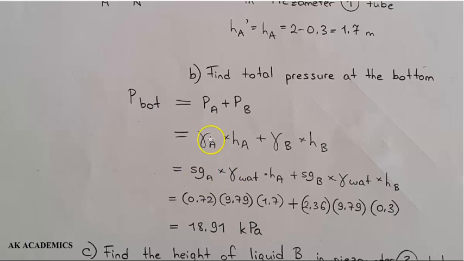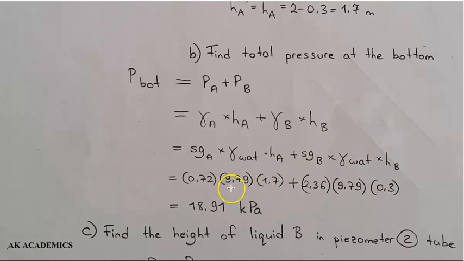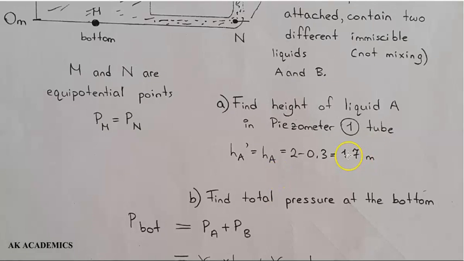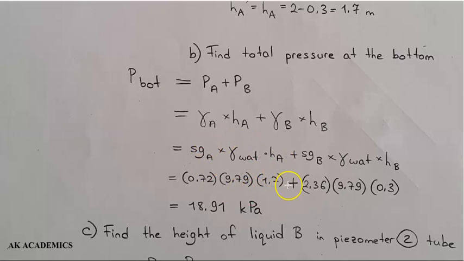So this specific weight of A alone can be replaced with specific gravity of A multiplied by specific weight of water, then multiplied by this HA that we do have here. We do the same thing for B. It will be equal to specific gravity of B multiplied by the specific weight of water multiplied by height B. From our calculations, we do know that specific gravity of A is 0.72. We know that. Specific weight of water is 9.79. We know that. The height of A, as we calculated right up here, is 1.7. We know this. So for this first part, we are done.